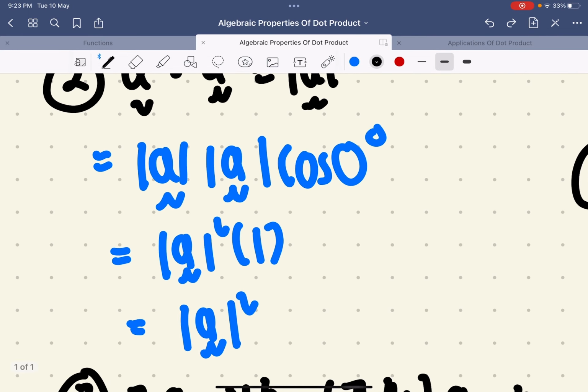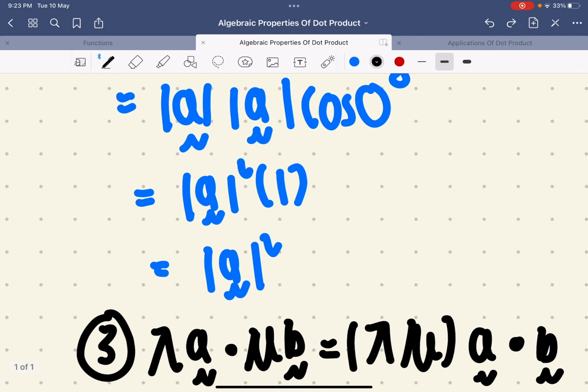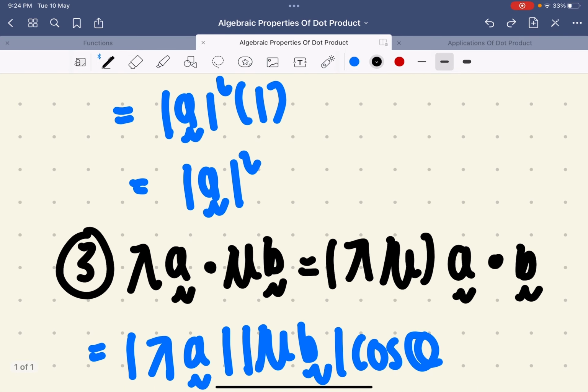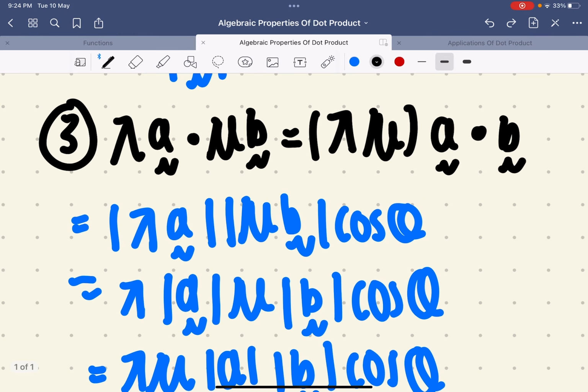So mod A and mod A are scalars. Multiplying them together, we get mod A squared. Multiply by 1, and you just get A squared. Let's look at the third property.